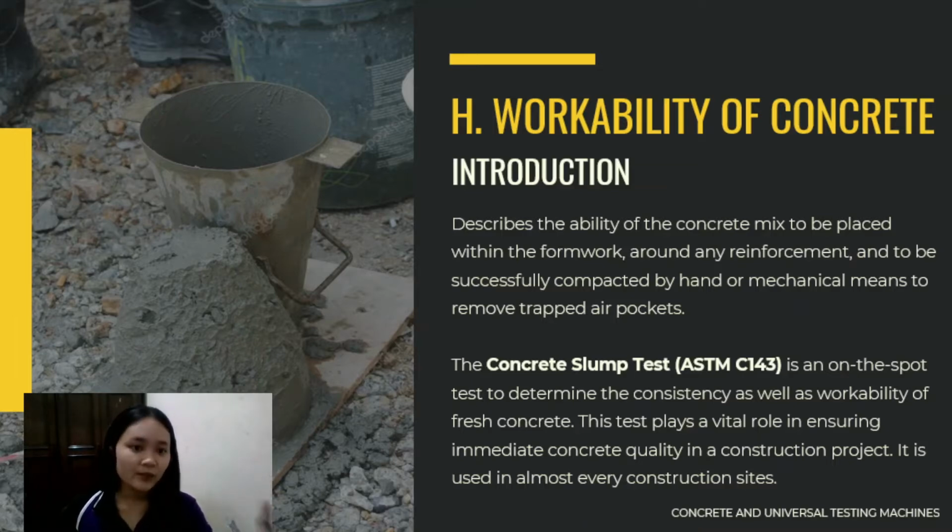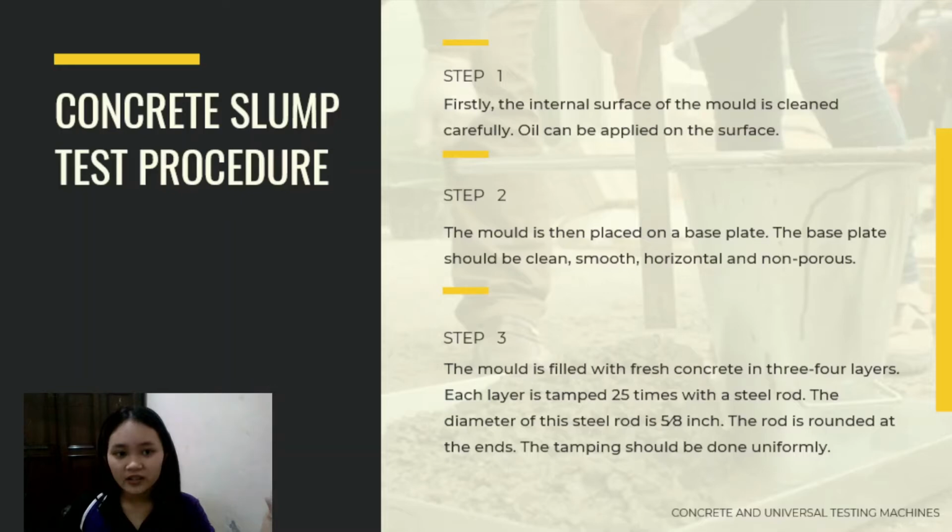The concrete slump test is an on-the-spot test to determine the consistency ng concrete. This test plays a vital role in ensuring immediate concrete quality in a construction project. The following are the steps ng concrete slump test. Step 1. We need to make sure that the mold is clean para walang ibang factors ang makaapekto. Step 2. The mold is then placed sa base plate. The base plate should be also clean and non-absorbent.